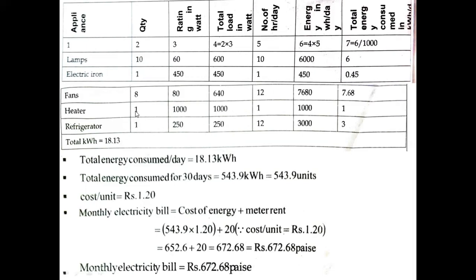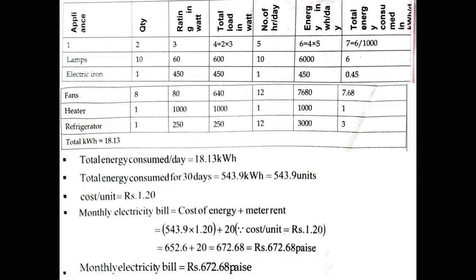Similarly, one heater with the rating 1000 watts. So total load is 1000 watts for 1 hour a day. 1 into 1000 by 1000. This is watt hour, so that should be converted into kilowatt hour. Kilowatt hour is 1 unit. So by 1000 gives you 1 kilowatt hour. Similarly, one refrigerator 250 watts. Load is 250 watts. It is working for 12 hours. 12 into 250 is 3000 watt hour. But 3000 by 1000 is 3 kilowatt hour.